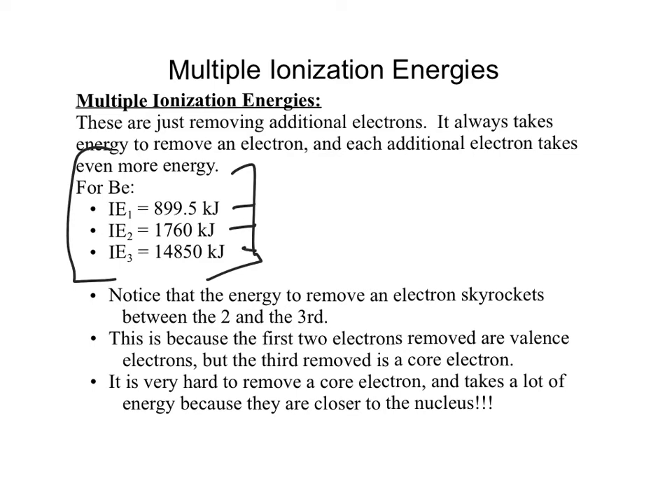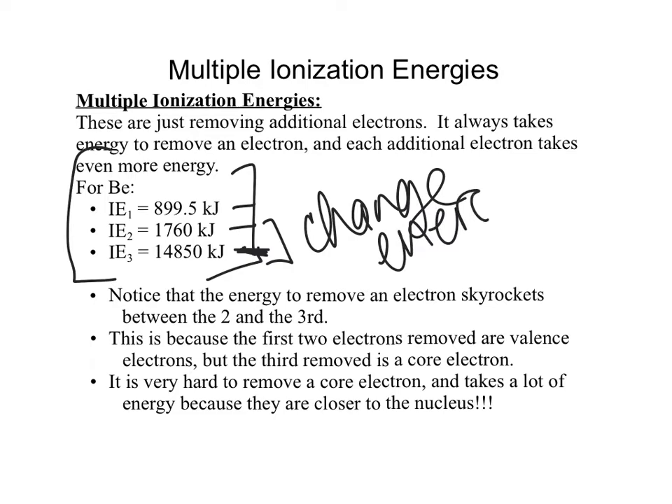But there's an anomaly that happens specifically for beryllium right here. If I try to remove the third electron, holy cow, it went from 1,700 kilojoules to 15,000 kilojoules. That is a huge difference. When you see a huge difference like that, that means there's been a change in the energy level. That means you are now removing a core electron.